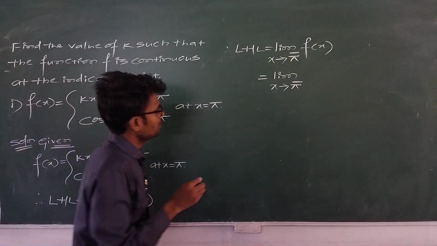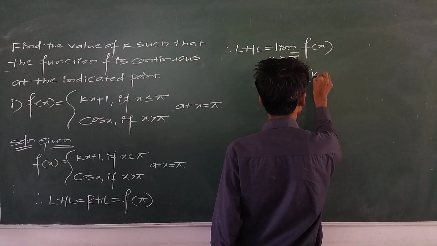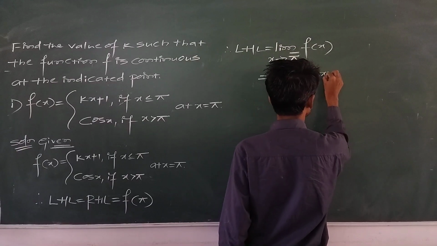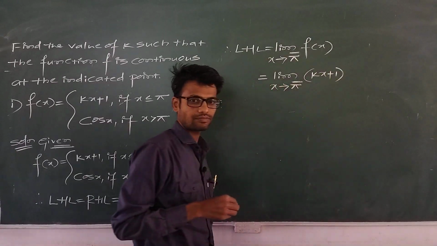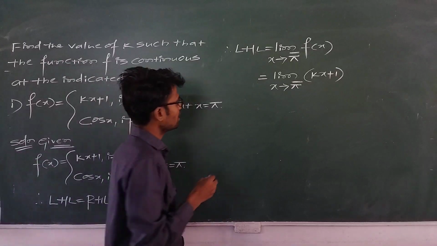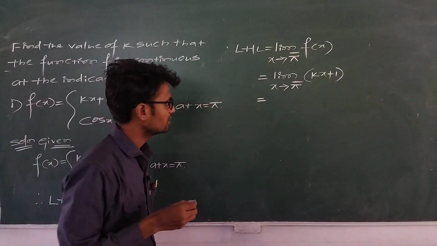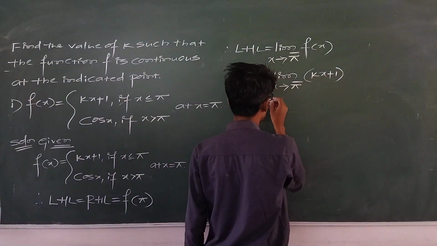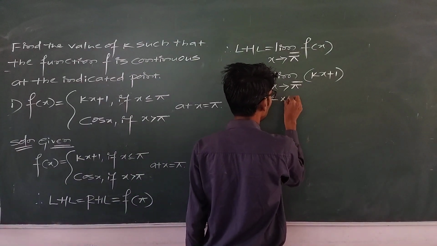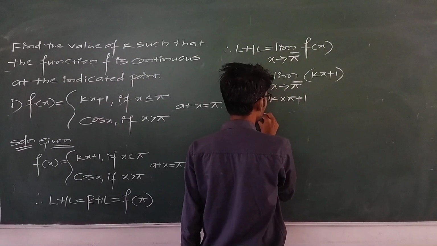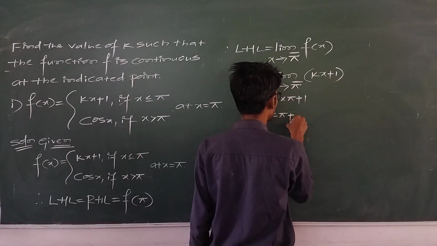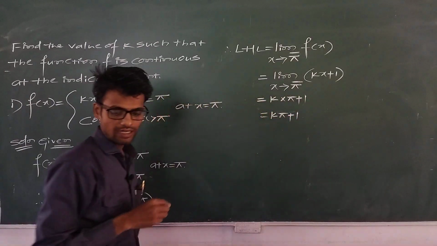So f of x is kx plus 1. Now you drop the limit and take the value of x equal to pi in this one. Therefore k into pi plus 1. So this is equal to k pi plus 1. This is the value of the left hand limit.